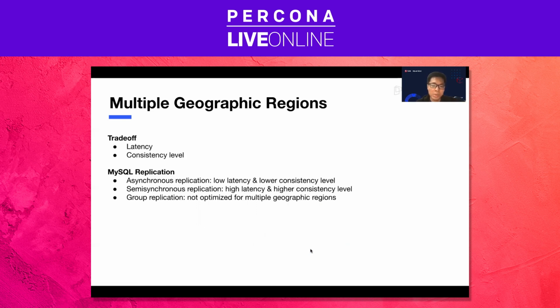However, there are some problems in geographic regions. It's always a trade-off between latency and consistency level. For example, MySQL supports several replication approaches. Async replication has low latency, but it sacrifices consistency level. Semi-sync replication sacrifices latency. Group replication is not optimized for multiple geographic regions.